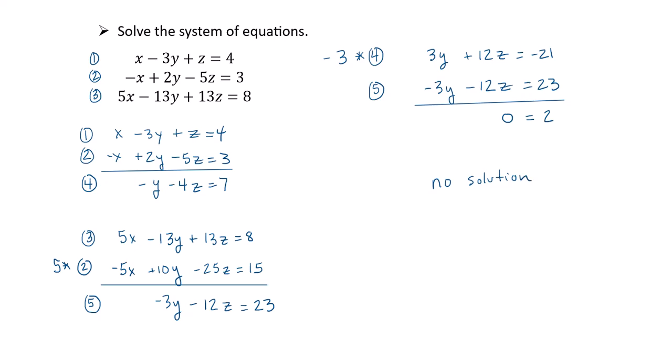Whenever you're solving a system and you get a false numerical statement, it means you don't have what you were looking for. In this case, we have no solution.